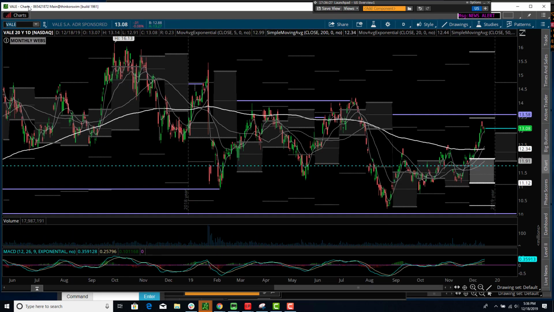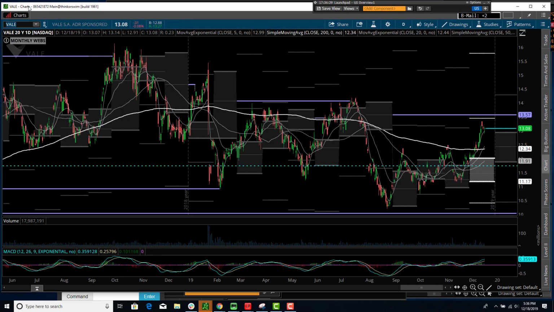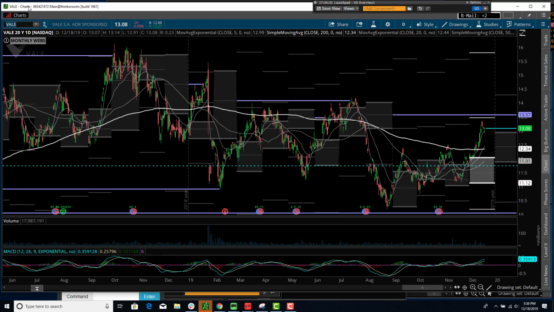Another name, which actually saw option activity today, is Vale. So again, maybe not just specific to copper, but all commodities. I think it's an interesting way to position if you're thinking about possibly reflation and what's going on. This could be a really interesting area.